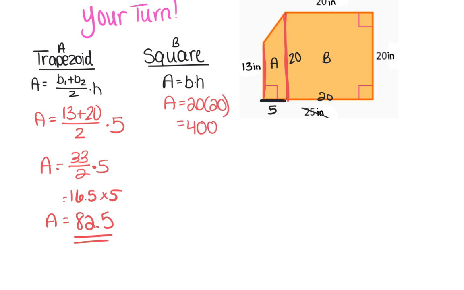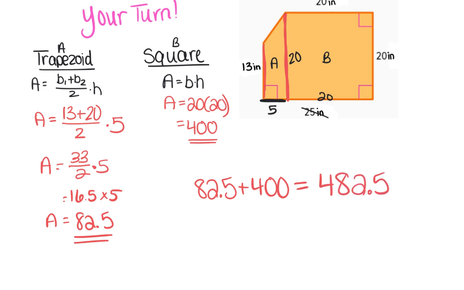400. And now to get my total area, I'm just going to add those two together since this is a trapezoid with an area of 82.5 square units or square inches. And a square with an area of 400 square inches. I add those together for a grand total of 482.5 square inches for the area of that composite shape.